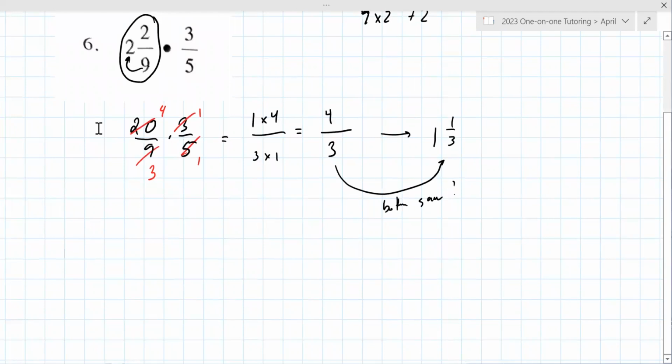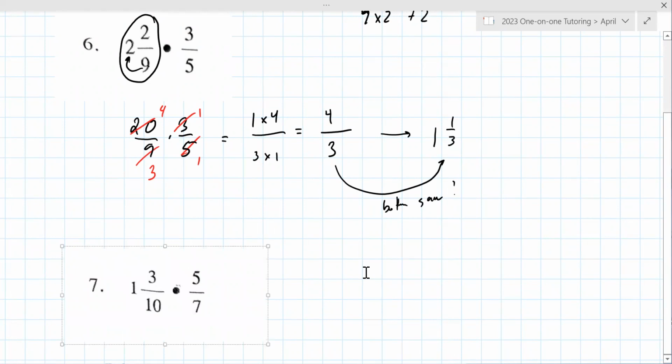I'd like you to try number 7 here on your own and give me your final answer when you get there. Really similar, so my guess is you'll have no problems doing it.